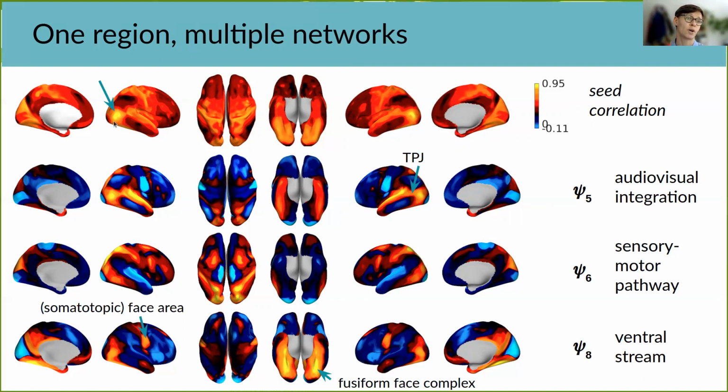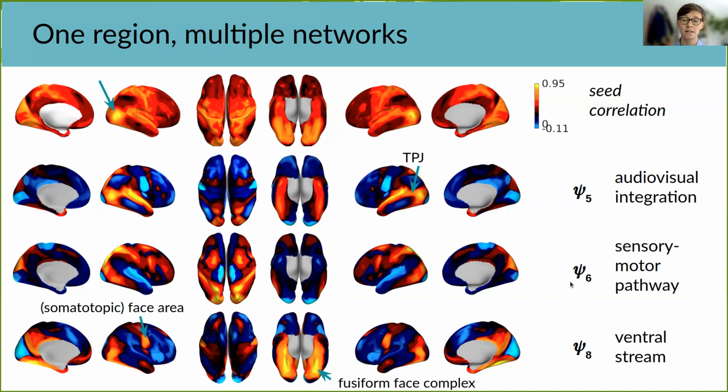So this arrow just points at this region, and the first row shows you the seed correlation of this region, and you just see this big network that basically extends over big parts of the cortex. But if you now look at different functional harmonics, you see that on one frequency, this MT is very similar to auditory regions, and it also includes this region, the temporoparietal junction, which is known to be involved in audiovisual integration. So this is basically a network responsible for audiovisual perception.